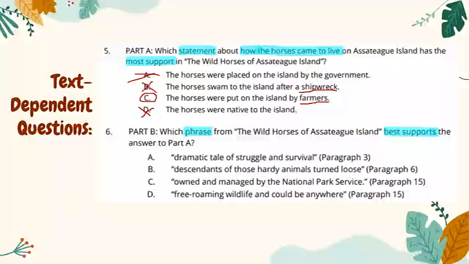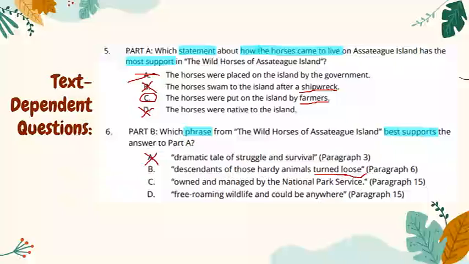Number 6, which phrase from this article best supports the answer to part A? A, dramatic tale of struggle and survival. That doesn't say anything about being put there by the farmers. B, descendants of those hardy animals turned loose. Oh, it could mean turned loose by the farmers, so I'm going to sit on B.